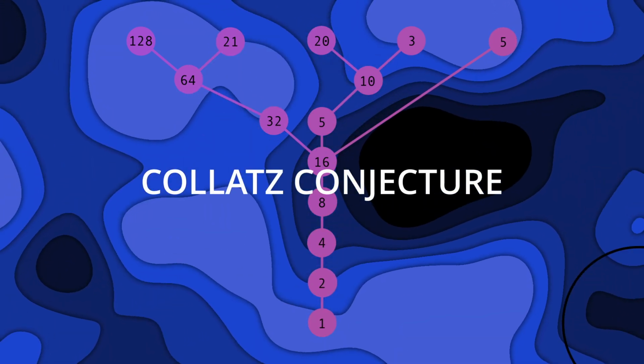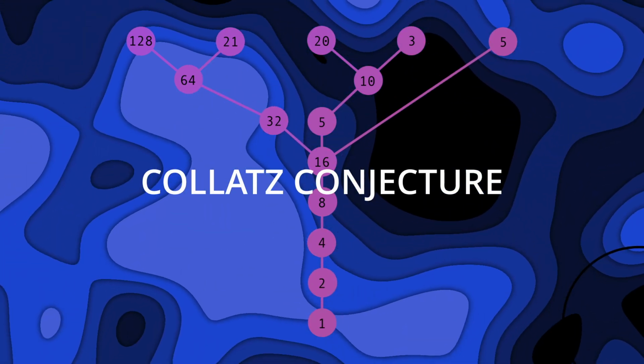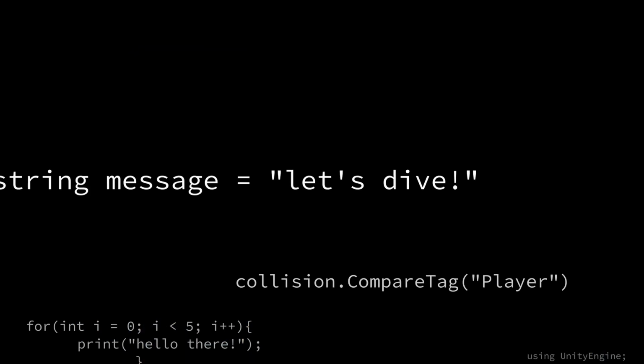This is called the Collatz Conjecture, and today we'll visualize it with Python. Let's dive into some thoughts of code.